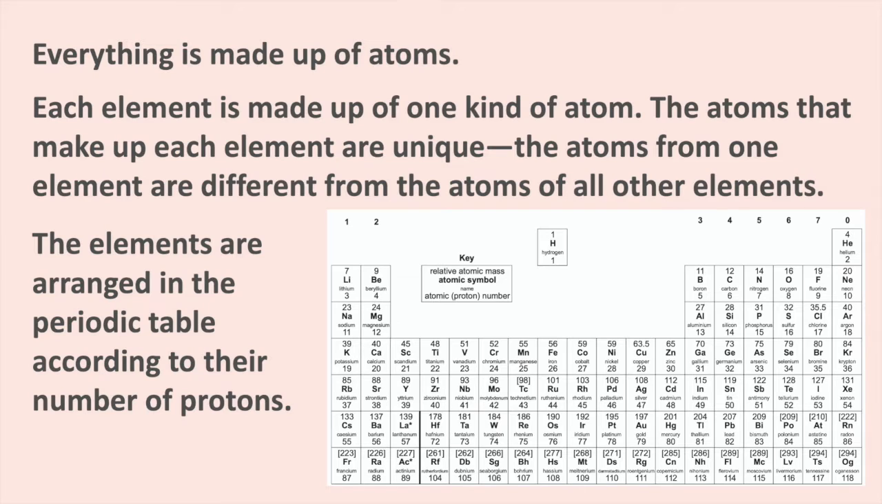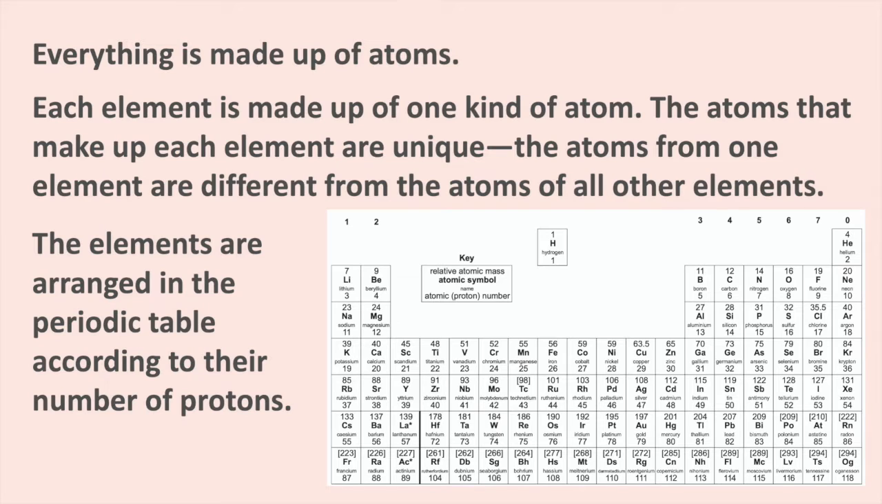So you all know from the webinar today that everything is made up of atoms, and that each element is made up of one kind of atom. The atoms that make up each element are unique, so the atoms from one element are different from the atoms of all other elements. The elements are arranged in the periodic table according to their number of protons. So hydrogen, the first element, has 1 proton. Helium, the second one, has 2. Lithium, the third one, has 3, and so on.